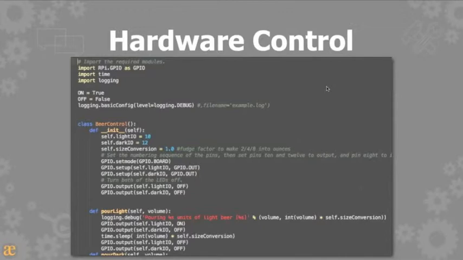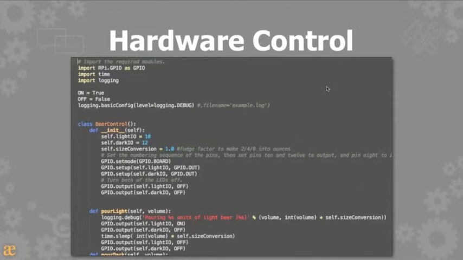So we have this beer control class, and you can see in the initialization of it, we define a light I/O and a dark I/O, and that just allows us to point to the specific I/O pin. So if we end up needing to use a different I/O pin, or if we wanted to add more beers in here, we can easily just map them back to the physical pin on the Raspberry Pi that we're plugging our control line to. So what we're going to do is to pour a light beer. We're going to take pin 10 and drive it high or low.